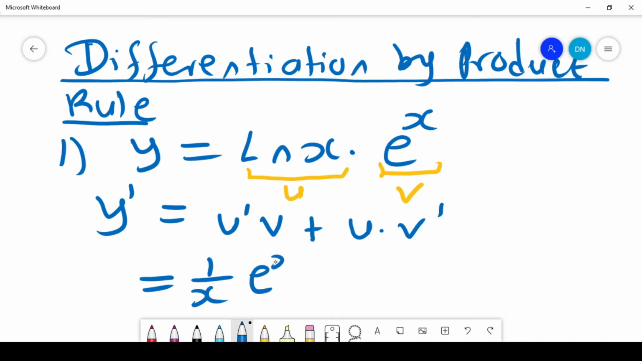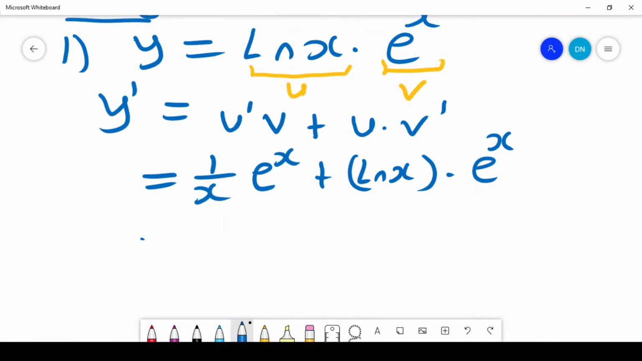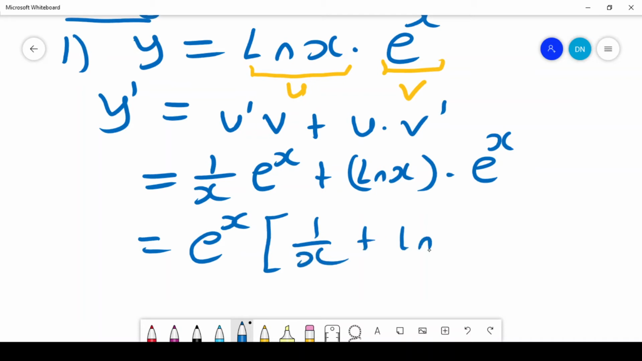Then I keep e^x constant as it is. In the second case, I keep ln of x constant, and then I differentiate e^x. And when you differentiate e^x, we still have e^x. So that's the solution for my first derivative of that. So I could write it as that plus that. And that's the first derivative when I use the product rule.